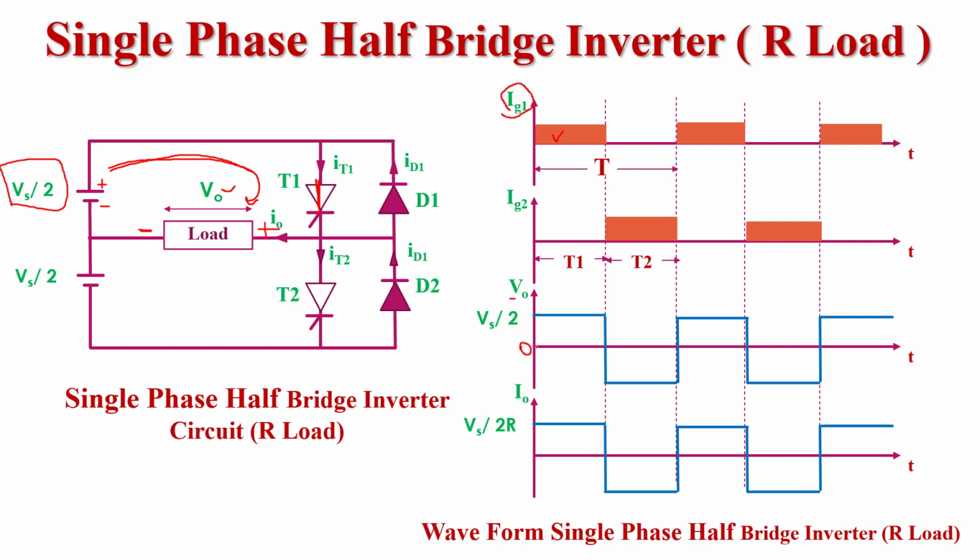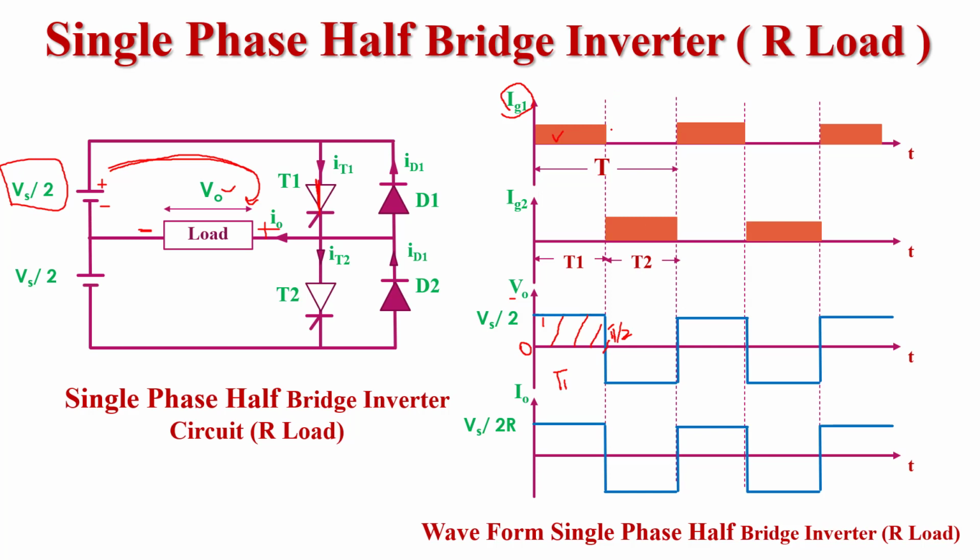So here we draw the waveform from instant 0 to pi by 2. If this is pi by 2 and this is 90 degree. So from 0 to pi by 2, the T1 thyristor will be turned on and the output voltage across the load is equal to Vs by 2. So the magnitude of output voltage is Vs by 2 from 0 to pi by 2. Okay. After pi by 2, what will happen?